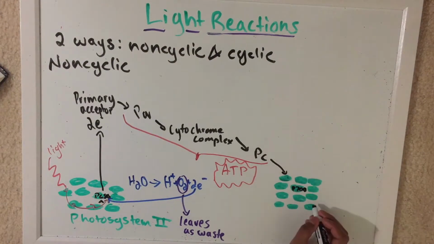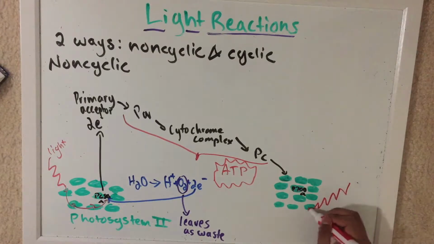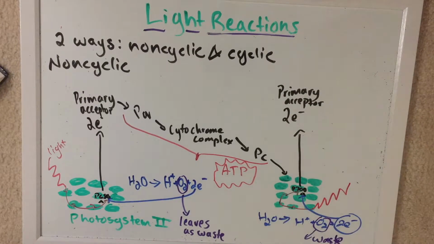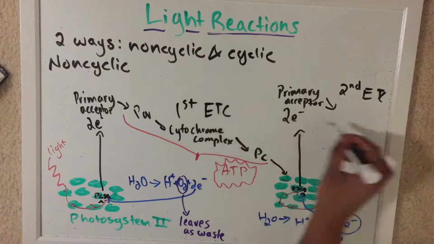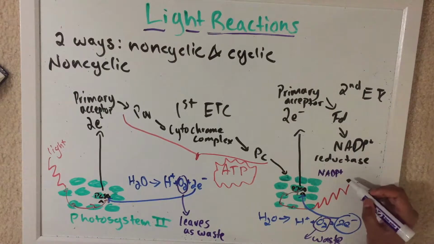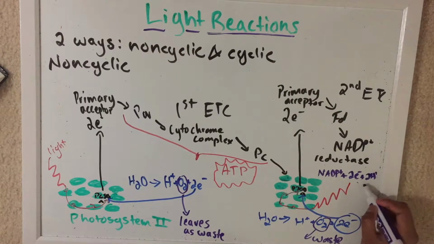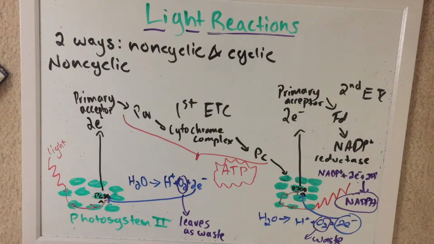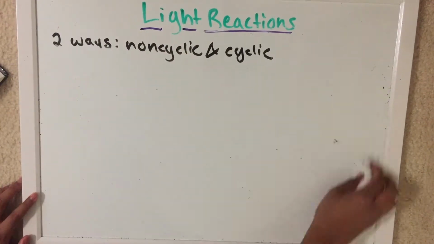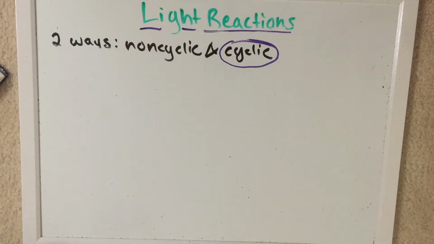After reaching photosystem 1, the same thing occurs. Light causes the electron to be carried by the primary acceptor. Water is split, and this electron replaces the reaction center, and oxygen leaves as a waste. The primary acceptor travels along a second transport chain, ending in NADP reductase, which creates the electron carrier NADPH. This is a long, complicated process, but light reactions can occur in a simple way through cyclic electron flow.